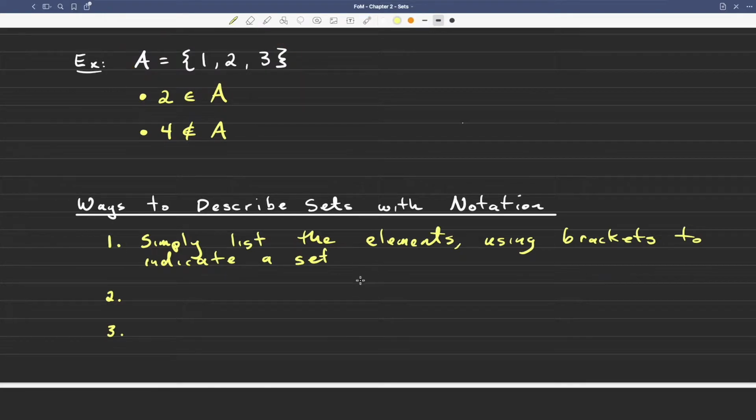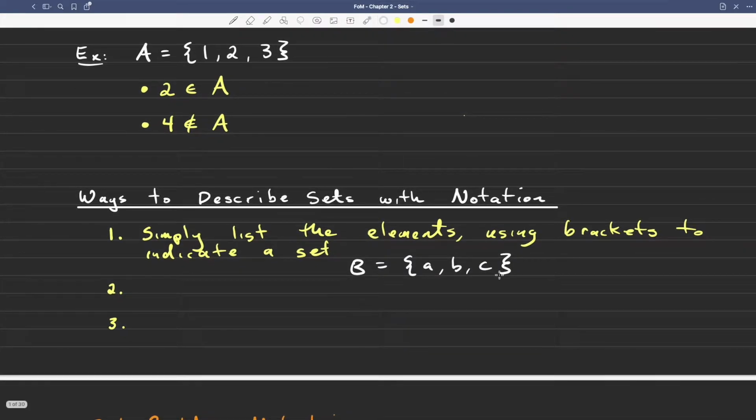It's not hard to give you another example. How about B equals {a, b, c}? So we always use those curly brackets to indicate that we're talking about a set. We don't use parentheses or any other sort of grouping symbol to indicate a set. If we use parentheses, it actually has a completely different meaning. Typically, people use parentheses to talk about sequences, which is a different kind of mathematical construction.